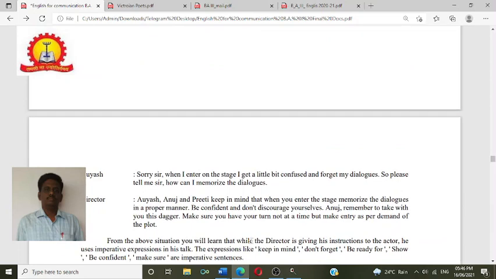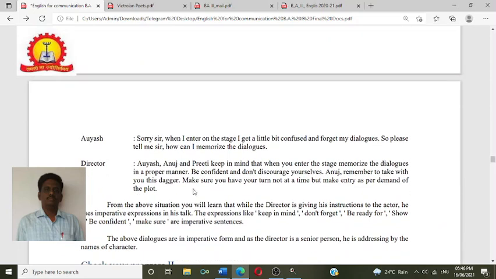So again, see another instruction. Ayush, Anju, Preeti, keep in mind that when you enter the stage, memorize the dialogues in a proper manner. So he is giving instructions about how to memorize dialogues in a proper manner. Here he also gives suggestions: be confident and don't discourage yourself. Anju, remember to take with you this dagger.